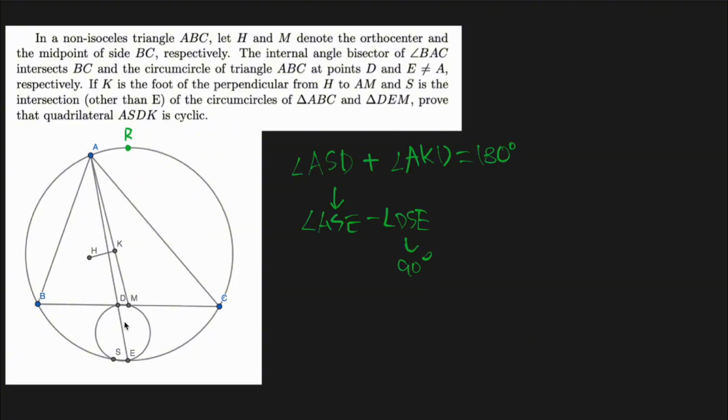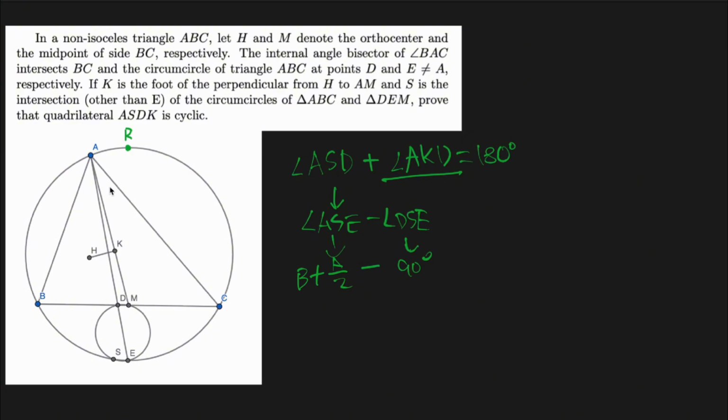And so for the arc subtended by AE, for example ASE, we can draw out to AB, and then the angle would just be angle B plus this, which is A over 2. So this is B plus A over 2 minus 90 degrees. And we want to prove that AKD is supplementary to that angle.